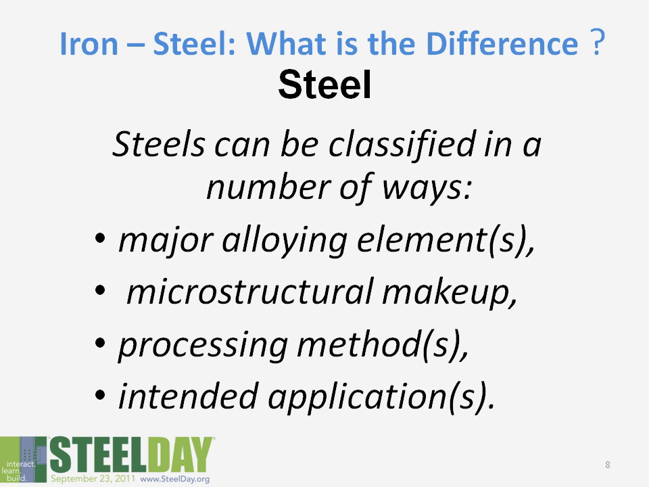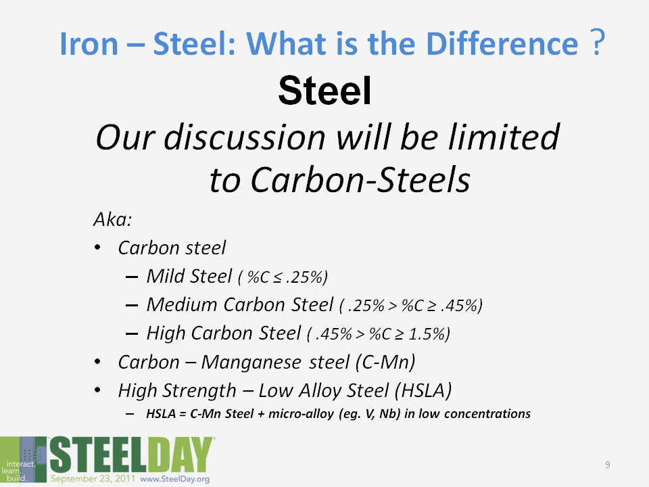What is the difference between iron and steel? Well, steels can be classified in a number of different ways. It can be classified by major alloying elements, the microstructural makeup, the method in which it's processed, or even intended applications. For today's discussion, we're going to limit the scope of steels that we talk about basically to carbon steels. Carbon steels are also known as mild steel, medium carbon steels, high carbon steels, carbon manganese steels, or high-strength low-alloy, or HSLA steels. The HSLA steels are basically a carbon manganese steel with a small concentration of microalloying elements added. So that would be the focus.